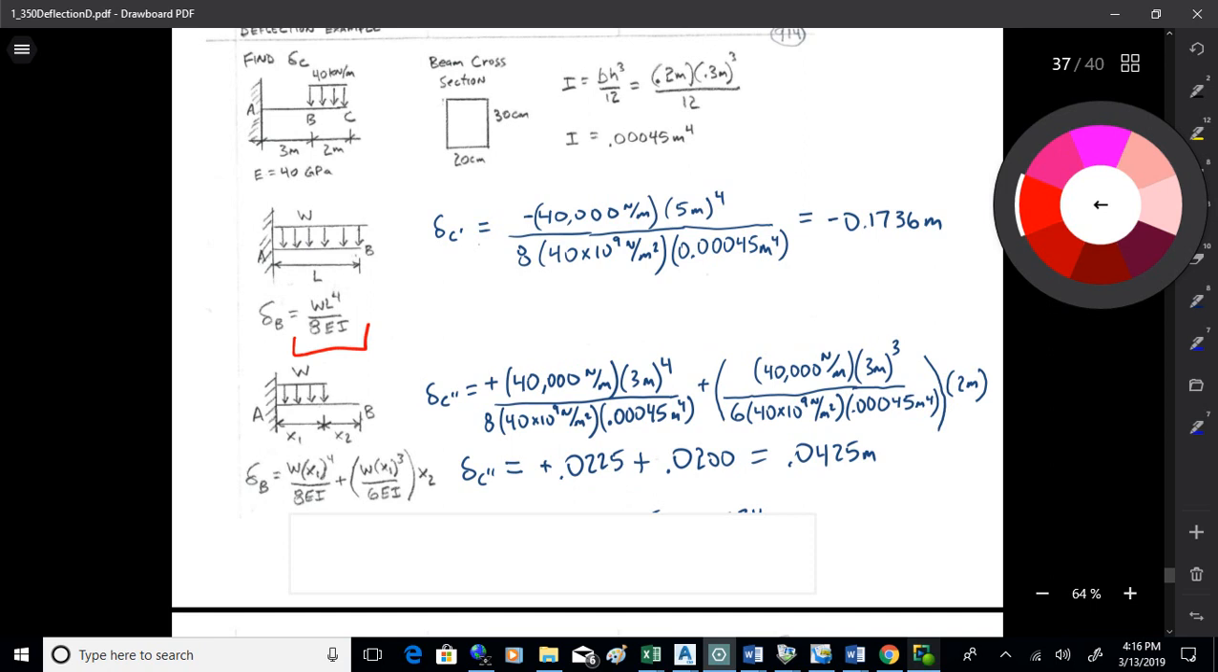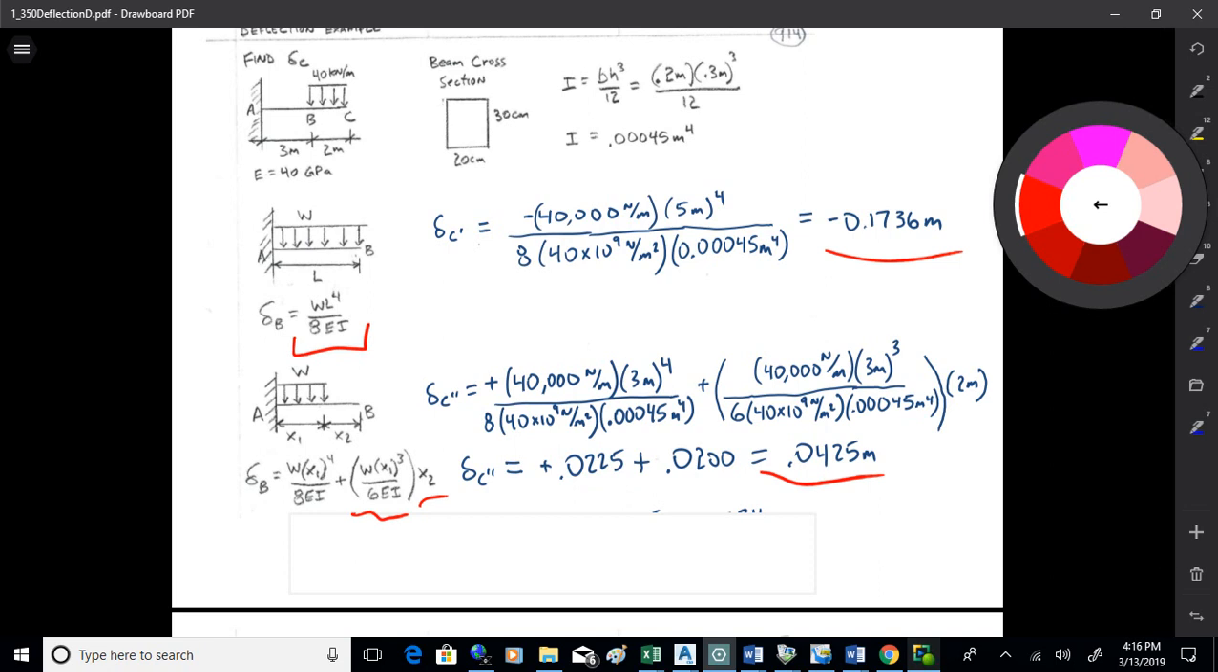And then what you're going to do is take the slope there, the wx to the third over 6EI, and you're multiplying it by that second offset. Slope is delta y over delta x. So if you want to find delta y, you take the slope, which is actually this equation, times the delta x, which is that second x extension out. It's unloaded. Okay. And when you do that, you get 0.0425 meters, when you plug all that stuff in.